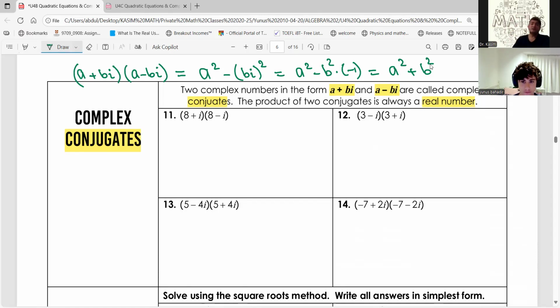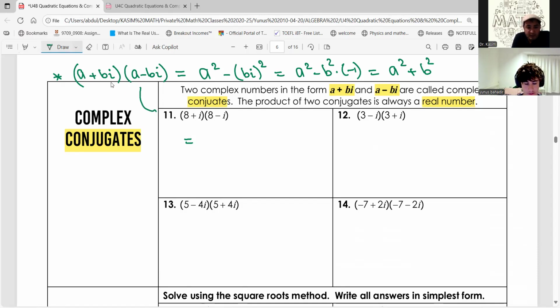Let's continue. Now we have proved that wherever you see a plus bi times a minus bi, I can just write it as a squared plus b squared. We have just proved this, right? Actually, we can just take it as a formula. So now what is a plus i times a minus i? Can you apply this formula to this question?